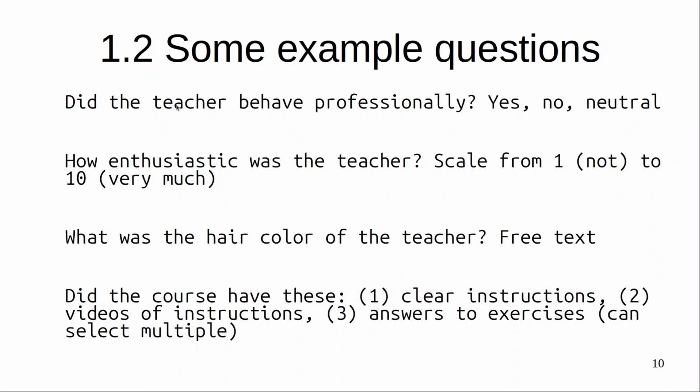So for example, this question looks like a yes/no/neutral answer. So this suggests you can pick only one of 3: yes, no, or neutral. Whereas here we have a question that has a scale from 1 to 10, which is already a design question, where 1 has the label "not" and 10 has the label "very much". But you can use different scales and you can use different labels. Here we have a question that has free text. This one is free text. The student can fill in anything he or she likes.